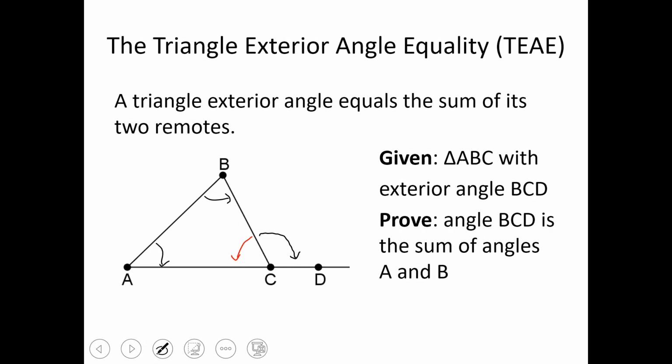So both the sum of A and B and BCD sum to 180 with BCA, which means that they must be equal, by the same supplements theorem. All right, so there's our stronger result.